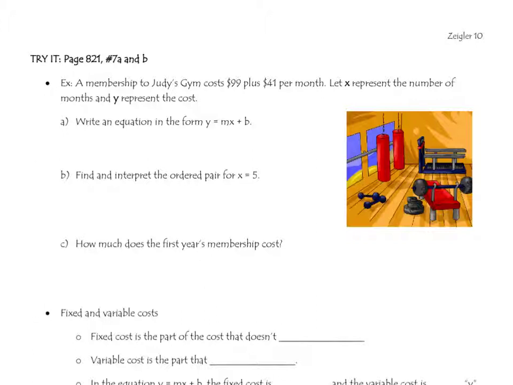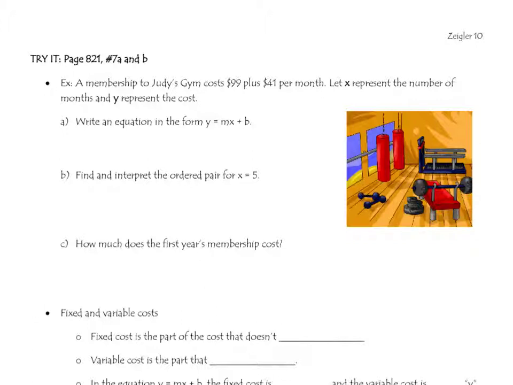Okay, welcome back. You have a word problem. A membership to Judy's Gym costs $99 plus $41 per month. X is the number of months, Y is the cost, and so you are to write an equation in the form of y equals mx plus b.